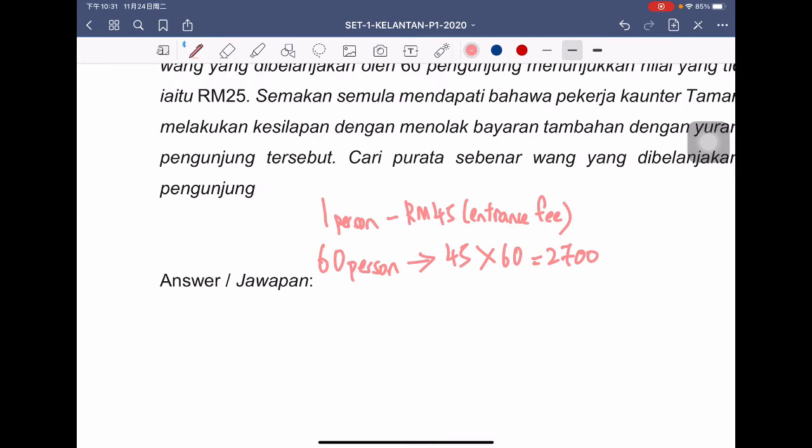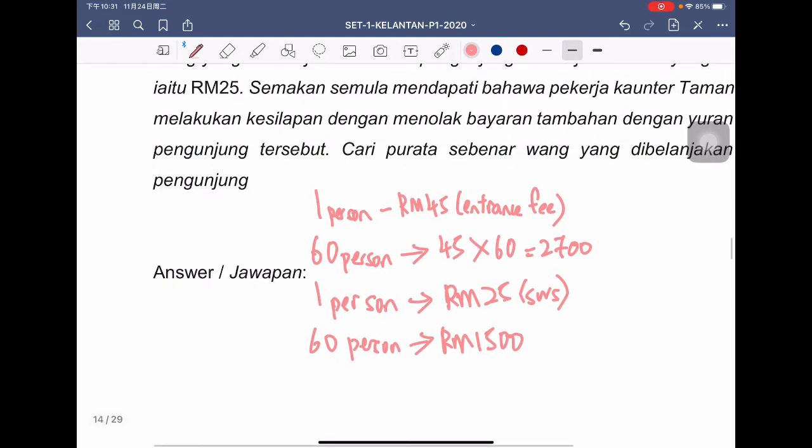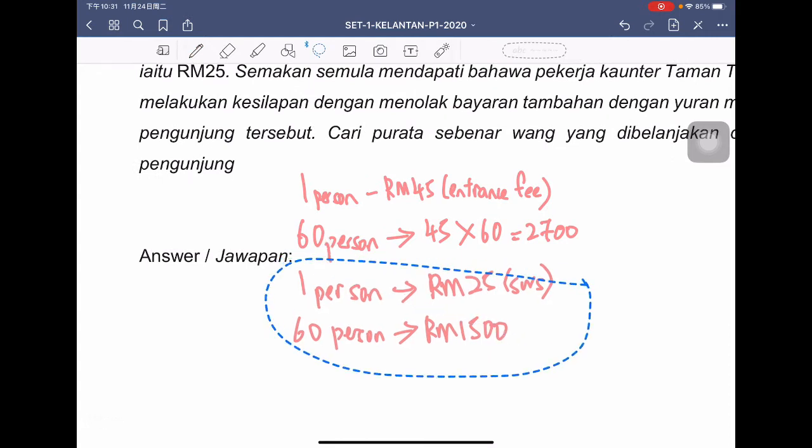So one person spent 25 ringgit after deducting something wrong somewhere. Oh, sorry, I changed the color later. So 60% will become 25 multiplied by 60, and it will equal RM1500. So this is after deducting. So this is the sum of the amount after deduction.